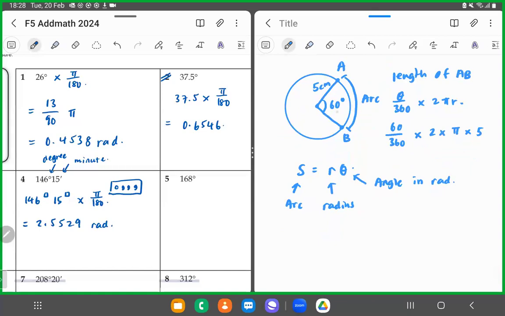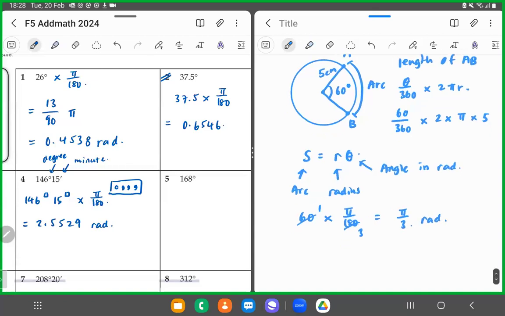If I have the same question here, I want to find the length for AB, so I will need to change this degree to radian first. 60 times pi over 180. Like I said just now, because it's still in the middle of your working, you can maintain it in pi. Here 60 over 180 is 1 over 3, so you get pi over 3. This is radian. Keep it in pi first.